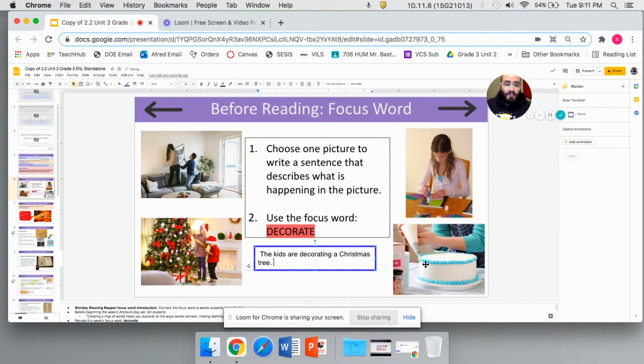You could have also chosen the one on the bottom right where it looks like someone is decorating a cake, the top left where someone is decorating their home, or the top right where it looks like someone is decorating their notebook. Any of them will be just fine.